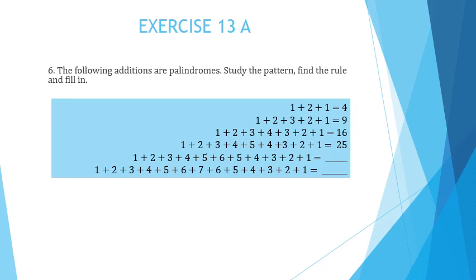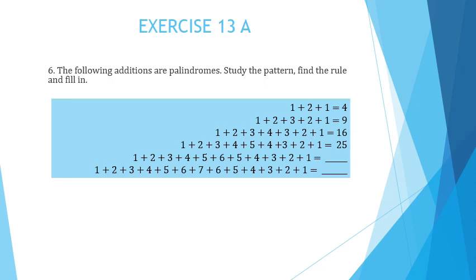In the first one, it is 1 plus 2 plus 1 is equal to 4. Right? In the second one, it is coming 1 plus 2 plus 3 plus 2 plus 1 is equal to 9. In the third one, 1 plus 2 plus 3 plus 4 plus 3 plus 2 plus 1 is equal to 16. In the fourth one, it is 1 plus 2 plus 3 plus 4 plus 5 plus 4 plus 3 plus 2 plus 1 is equal to 25.